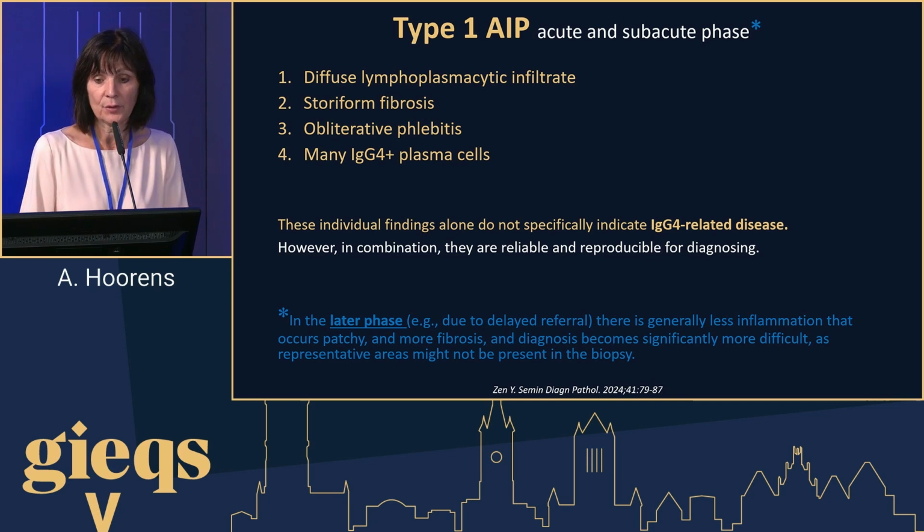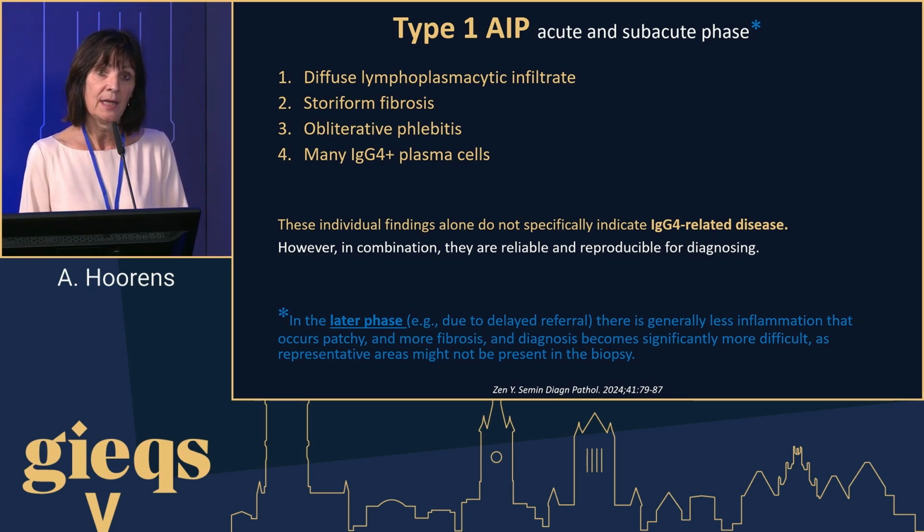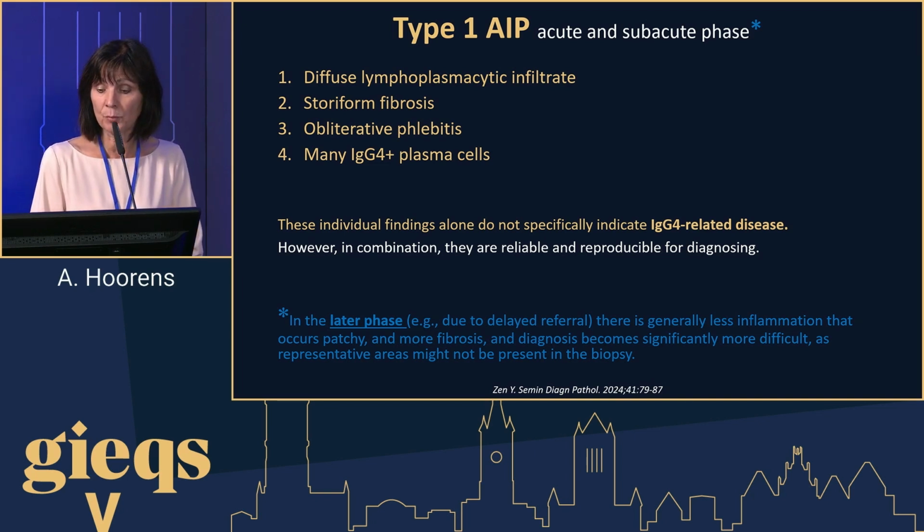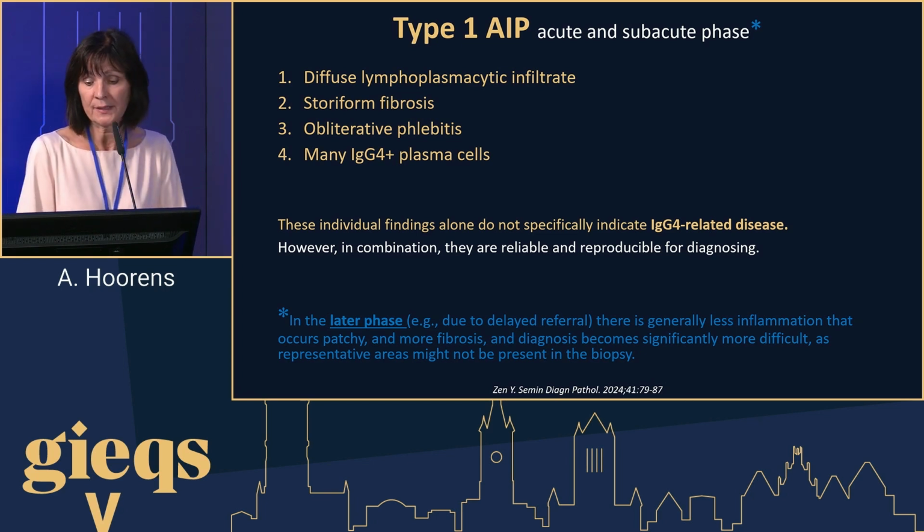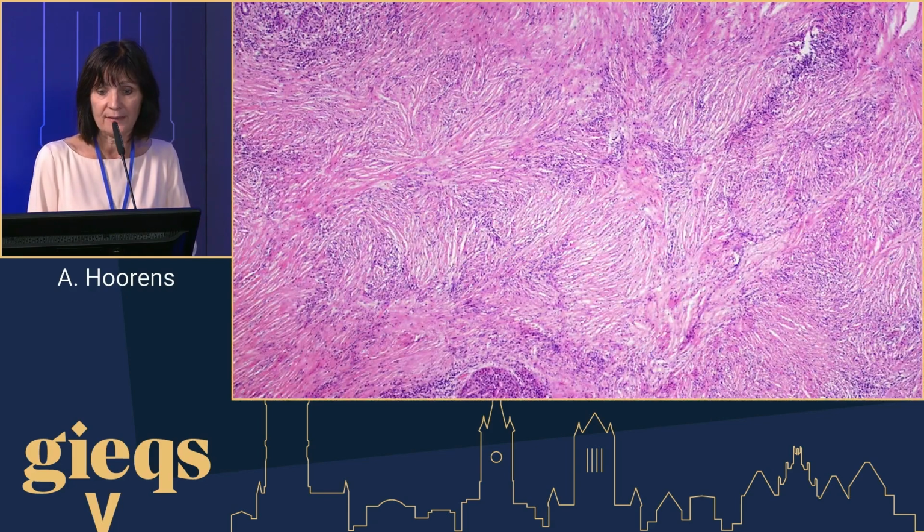However, that is for the acute and subacute phase. Sometimes you're in the late phase, for example because of late referral of the patients, and then you get less inflammation, more patchy inflammation and more fibrosis. Then, of course, it becomes much more difficult, not on resection specimens but on biopsies, to make the correct diagnosis because the typical areas may not be present in the biopsy.